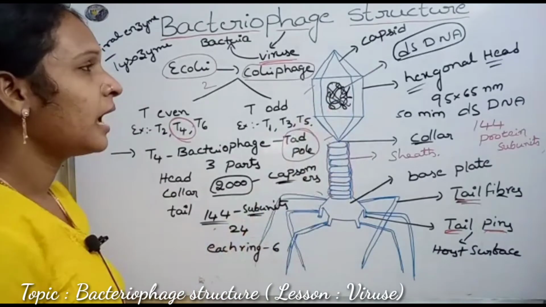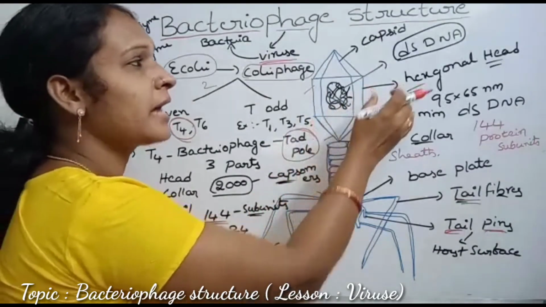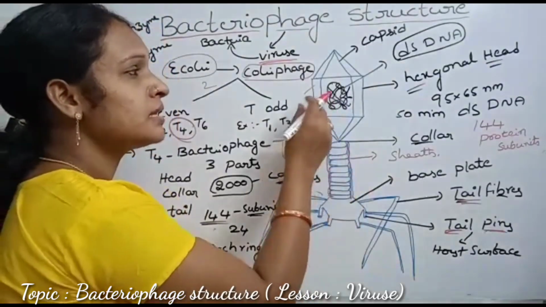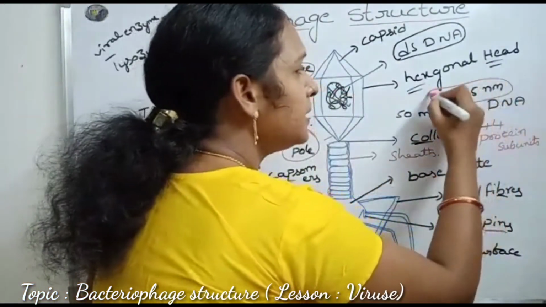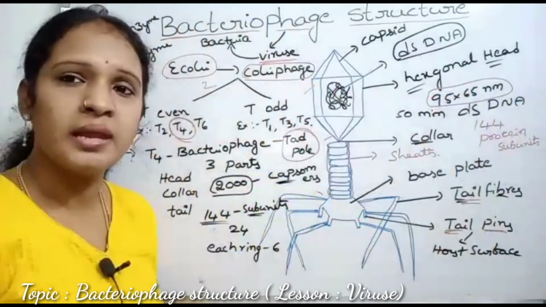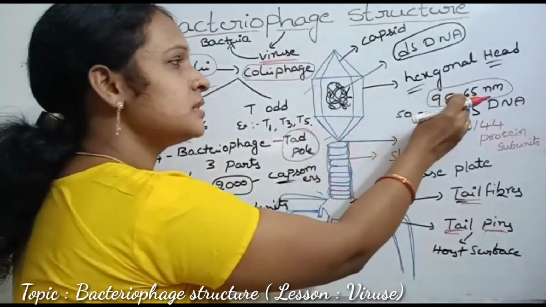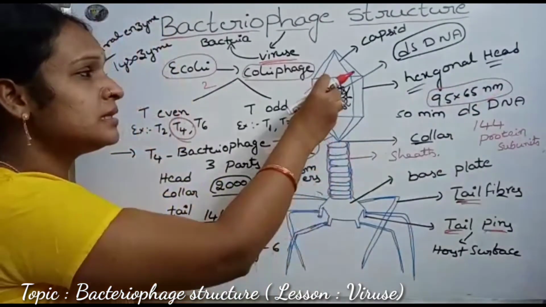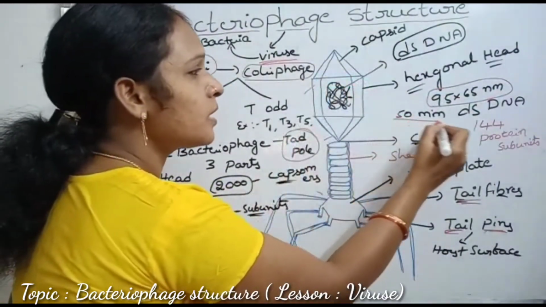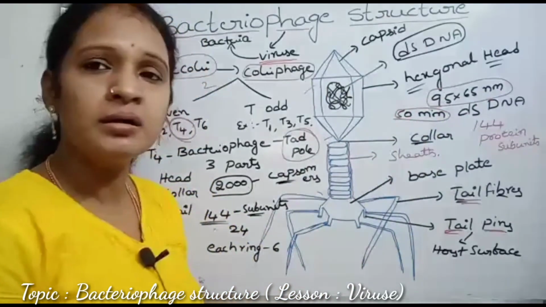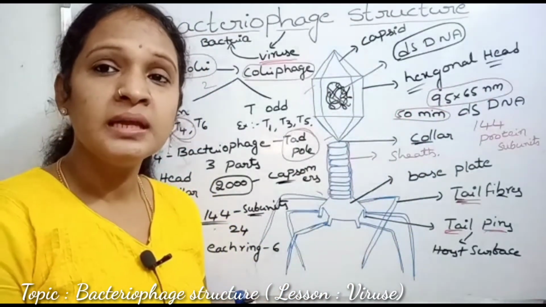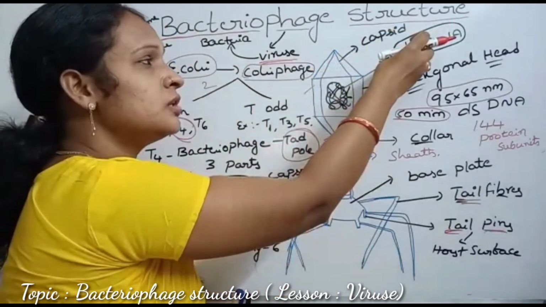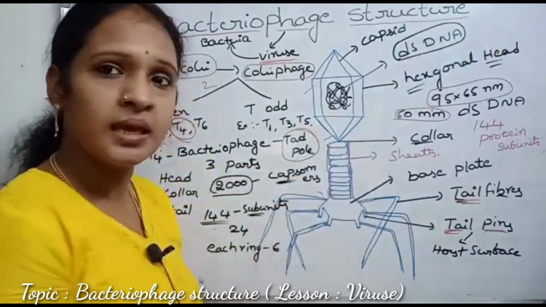First, see the head part. The head is a hexagonal head. The size of the head is 95 by 65 nm, where nm means nanometers. 55 micrometers of long double-stranded DNA is tightly packed inside the head. The head consists of a genome, and that genome is double-stranded DNA.